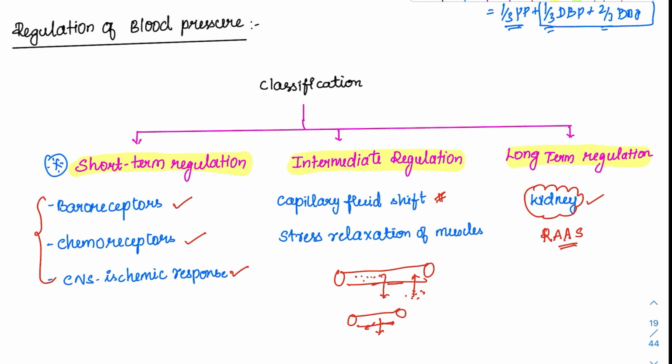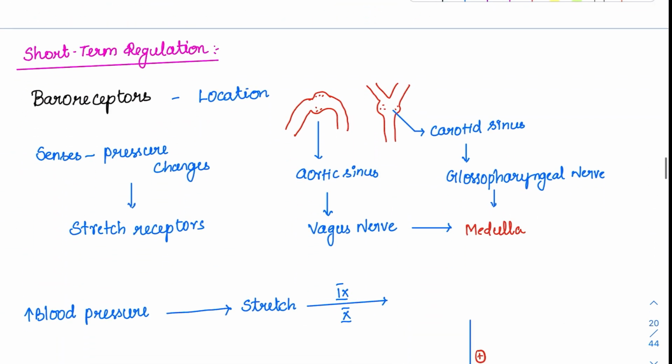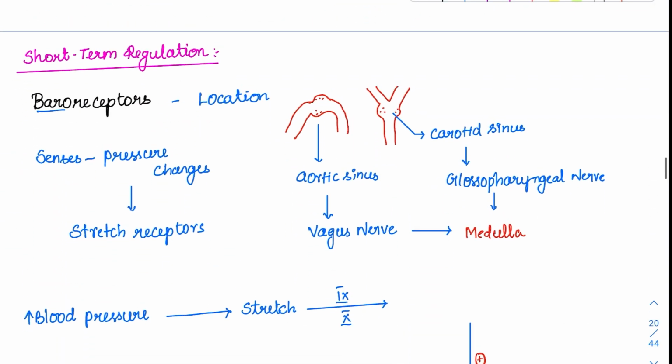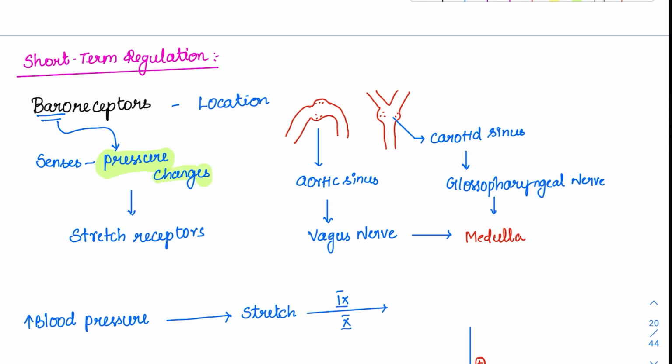Now coming to the short-term regulators which are important, starting with our baroreceptors. As the term baro indicates, pressure. So baroreceptors are basically going to sense the pressure changes. How do they sense the pressure changes? They are sensitive to the stretch. Whenever the BP is rising, it is going to stretch the vessels. So this signal will be carried to the brain to reduce the BP. That is what is going to happen. So this stretch is sensed by it.